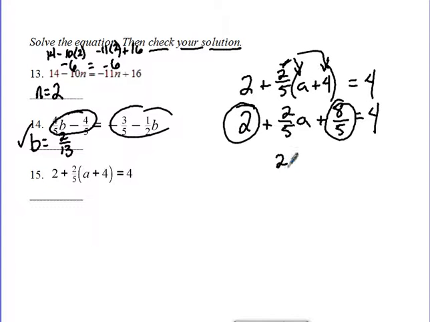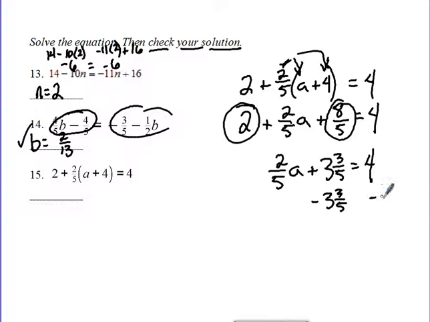So 2/5 times a plus 3 and 3/5 equals 4. Now we need to get a isolated on one side of the equation, solve for a. What's happening to a? Well, we're multiplying by 2/5, and then we're adding 3 and 3/5. So the last thing we were doing was adding 3 and 3/5. That's going to be the first thing we undo. So we're going to undo plus 3 and 3/5 by subtracting 3 and 3/5.